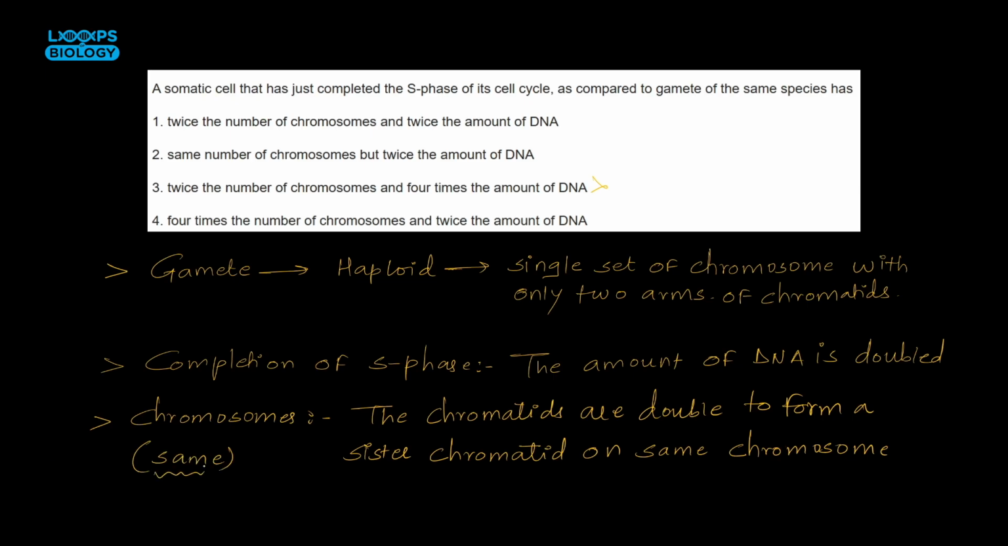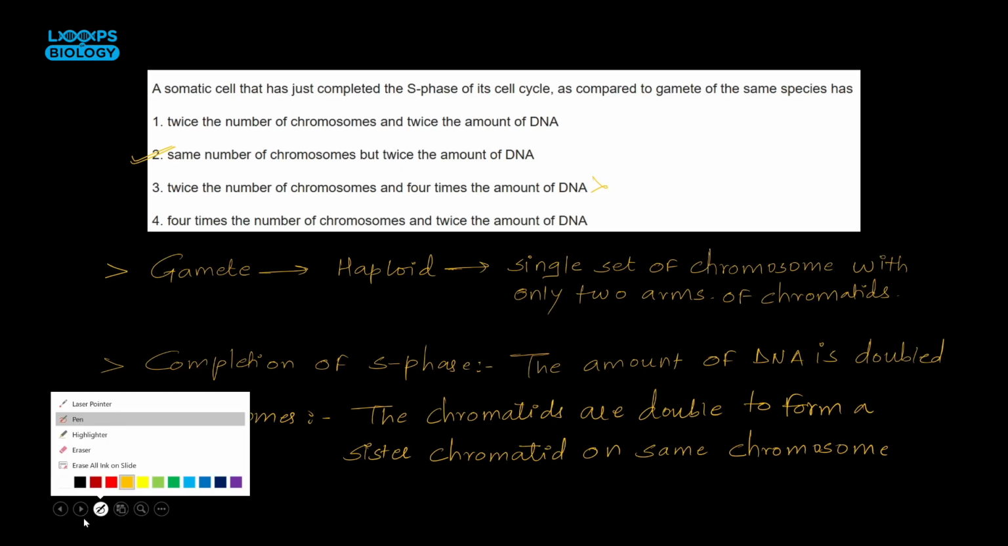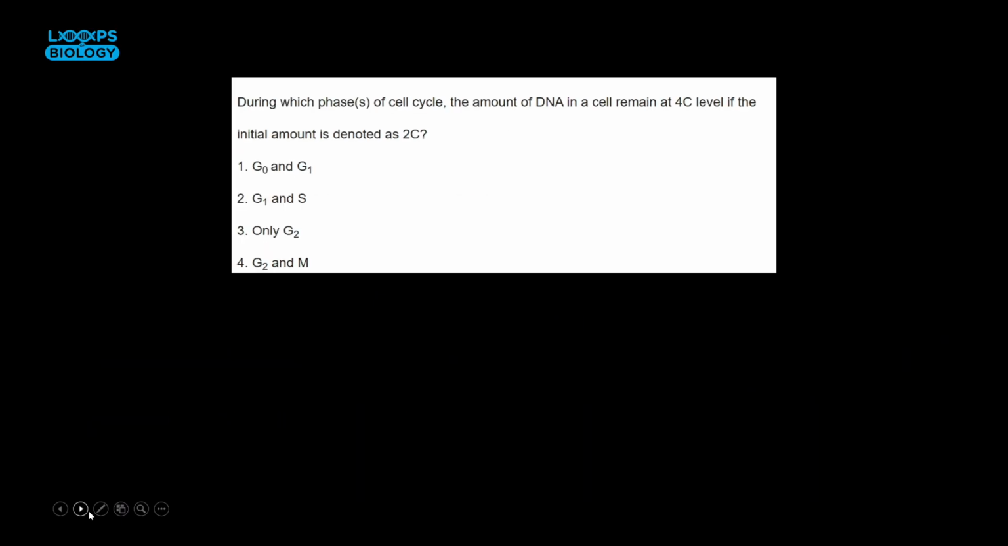So the chromosome number remains the same and the DNA content will be twice. So it's the same number of chromosomes but twice the amount of DNA. So option number 2 is my correct option for this question. Let's move to the next part.